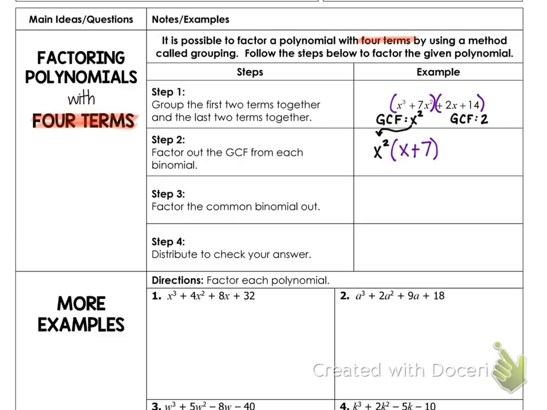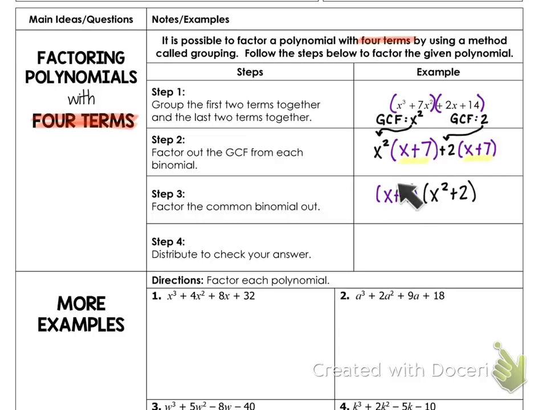Okay, so you're always going to put that GCF here on the outside. Now we're going to put this GCF on the outside here. And what are we left with when we divide out 2? Well, 2 divided by 2 is 1. And we just have an x left. And then 14 divided by 2 is 7. Do those 2 match? They do. So your answer is x plus 7 and x squared plus 2.